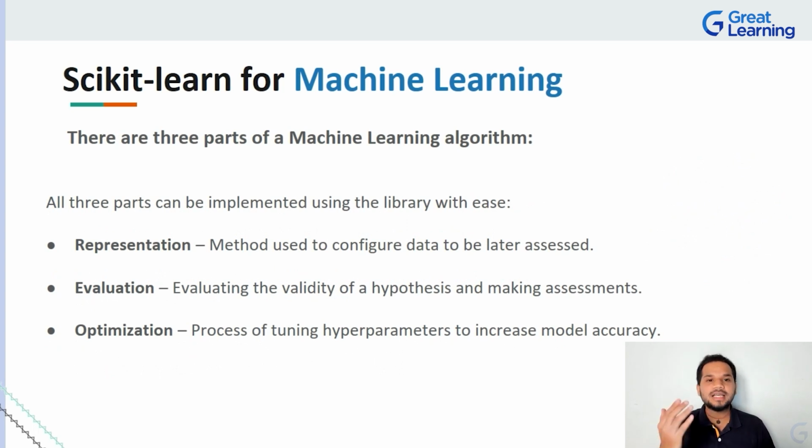Now, whenever you think about machine learning, whenever you think about using a library such as Scikit-Learn for machine learning, your library must be able to do three things with ease, right? With any machine learning algorithm, you're going to require some sort of representation, you're going to require some sort of evaluation, and you're going to require some sort of optimization. Now, what do I mean by this? Let's take a look at representation for a second.